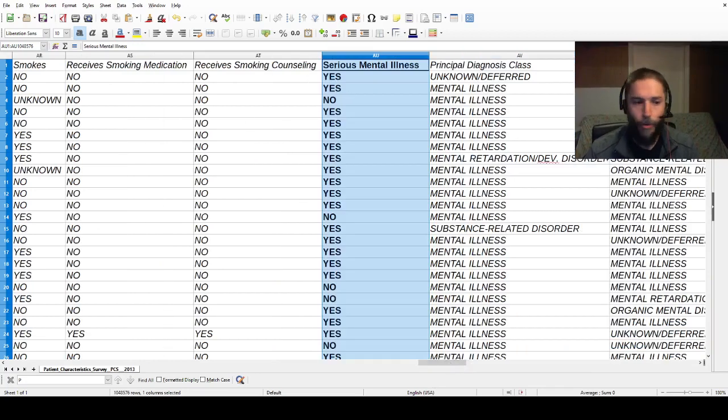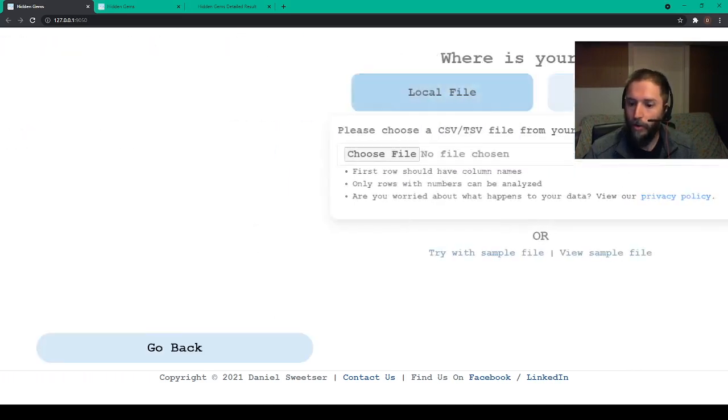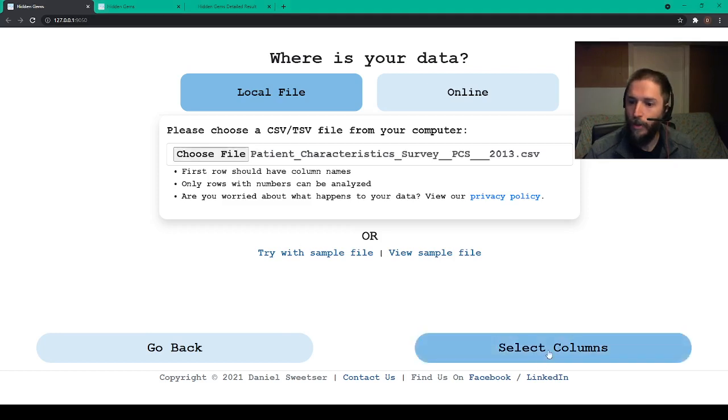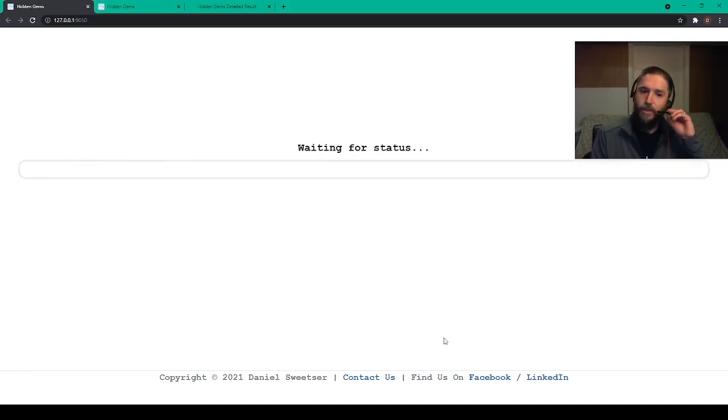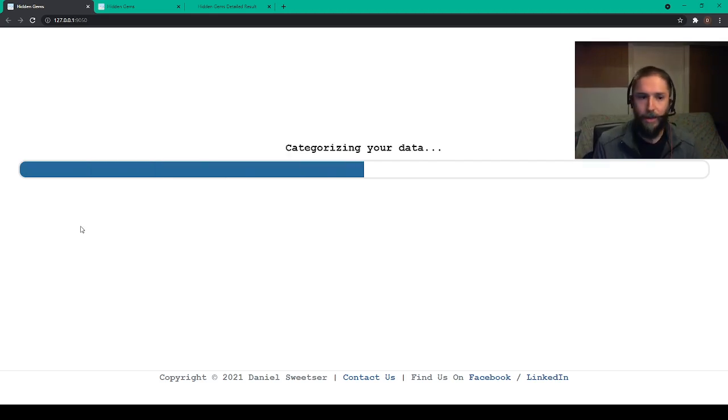Serious mental illness. So I'm going to switch over to Hidden Gems. We're going to go ahead and bring in the file, and I'm going to select columns. At this point, Hidden Gems is identifying columns that are eligible for analysis. This could be either fully numeric columns or columns that have true, false, yes, no answers, which is the entirety of this file. And after it's completed categorizing those columns, it's going to present us with a list of available columns to analyze.